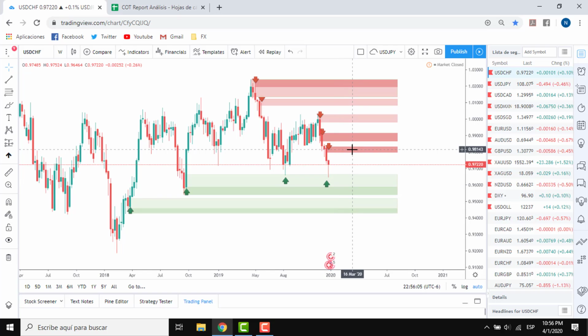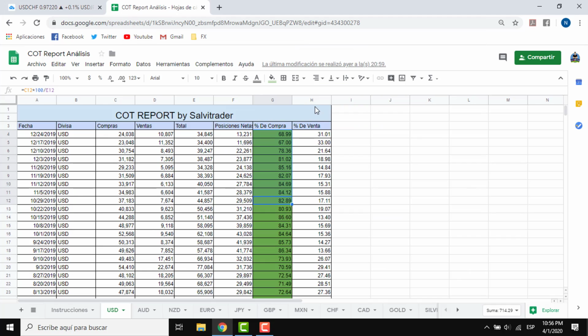On top of that, I use the COT report. I believe that's one of the most powerful tools that we can use in our trading methodologies. Well, I have it in Spanish, I'm sorry, but let me translate. We just need these two columns. This is the buy order percentage of their total portfolio, and this is the sell orders percentage of their portfolio.